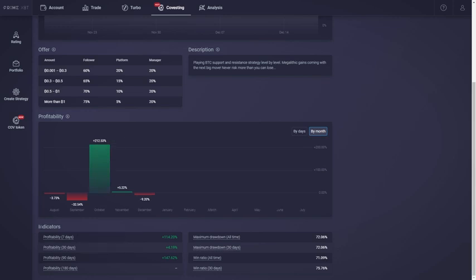You can also see here indicators, profitability for the 7 days, 30 days, and also 90 days. Of course, right now it is all green, which is very, very nice.